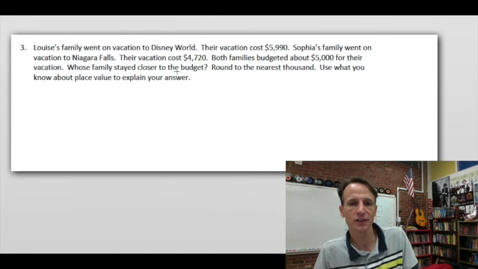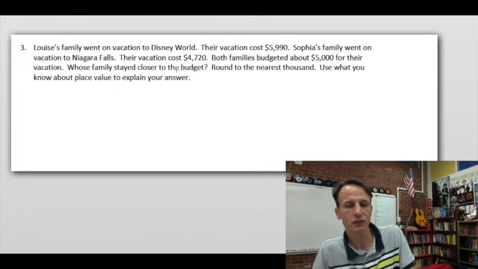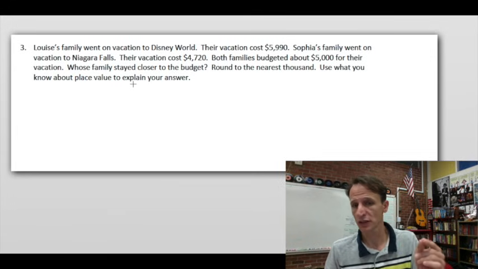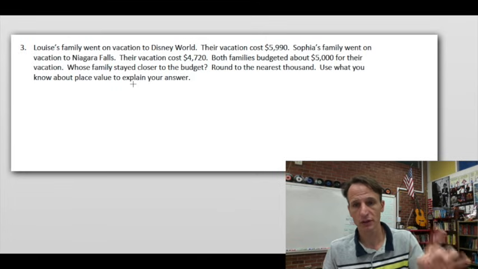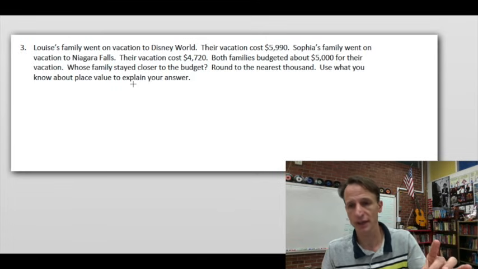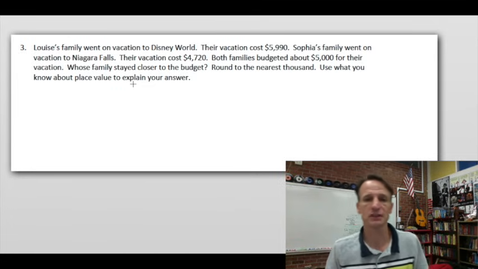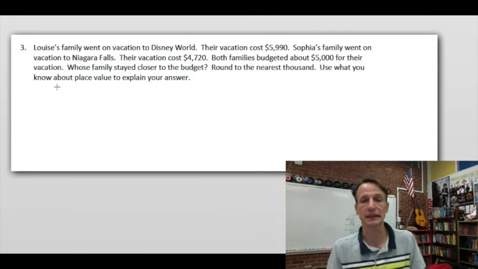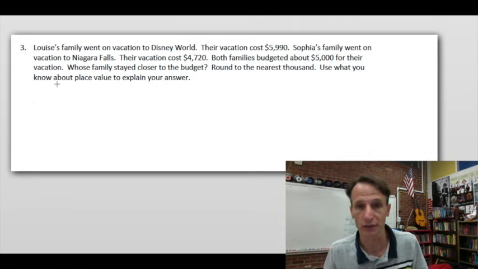Round to the nearest 1,000. That's how we answer that question. Use what you know about place value to explain your answer. So we have to answer who stayed closer to the budget. How do we do that? By rounding both vacation costs to the nearest 1,000. And then we also have to explain our answer to show that we really understand what we're doing. We didn't just guess, because you got 2 choices here. I mean, you can just guess.